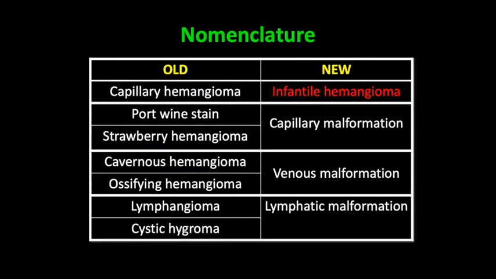Also, let's take a second to get rid of the old nomenclature and adopt the new nomenclature as proposed by ISSVA. So the old term capillary hemangioma should be abandoned, and these are all just infantile hemangiomas. Lesions that are called port wine stain and strawberry hemangiomas are really just capillary malformations. The old cavernous hemangiomas and ossifying hemangiomas, as we saw earlier, are all venous malformations. And finally, lymphangiomas and cystic hygromas are more accurately called lymphatic malformations, and we should really try to stick to these terms. Okay, so let's sum up what we've discussed.